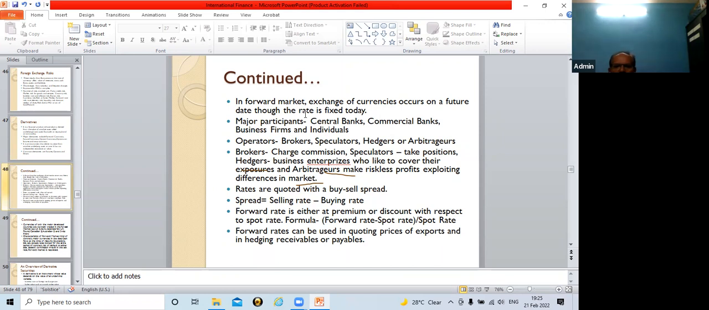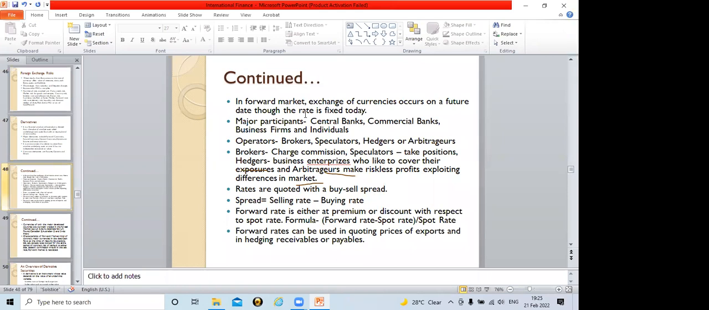So what is the future date? On 21st of February, I am making a transaction with a foreign country. That transaction will be completed on 10th of March. So 10th of March is the future date.